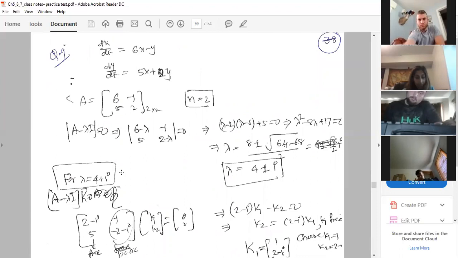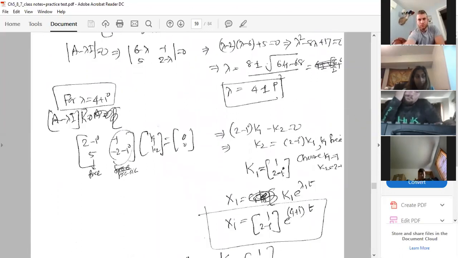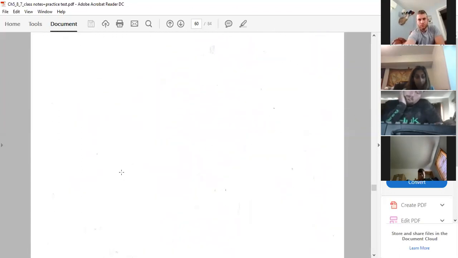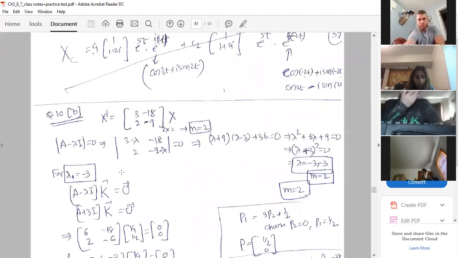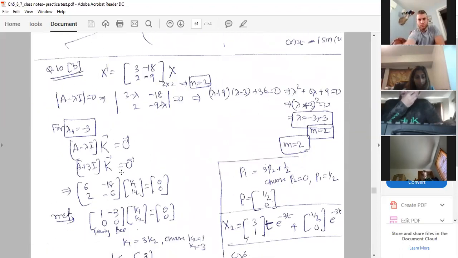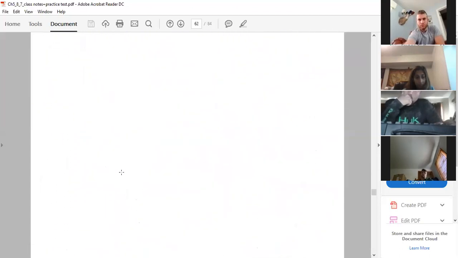I think this is the same example which I did based on complex eigenvectors, eigenvalues. And that is the end of this chapter. One more example, I think that's just a repetition. That is the end of this chapter, guys.